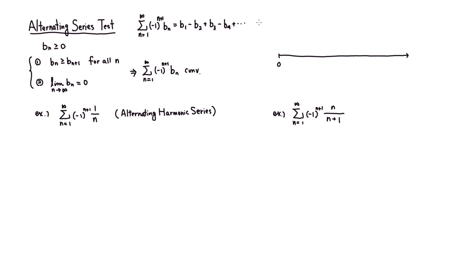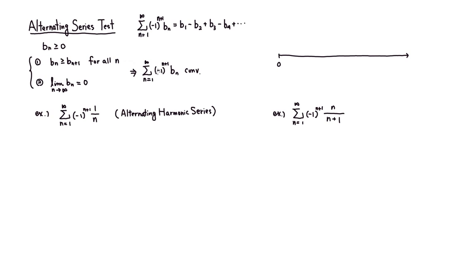All right, so there's a test for that. It says this: if we have these two conditions satisfied. First, the positive part of each term is decreasing, which means bn is greater than or equal to bn plus 1. So as n gets larger, the terms get smaller and smaller in magnitude. And the second condition is that the limit of the positive part of each term has to go to 0. If you have those two conditions, we know that the alternating series converges.